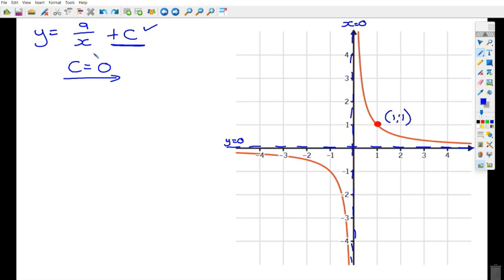Alright, so let's substitute what I have. I've got y is equal to A over x plus 0. I don't have to put that plus 0 there, obviously. So that's what I have now, and I need to go and find A.